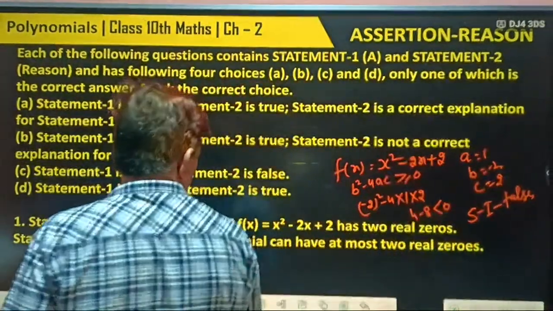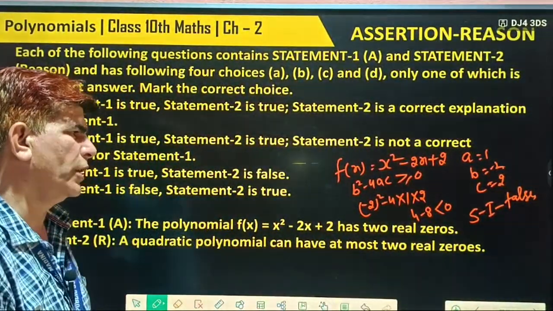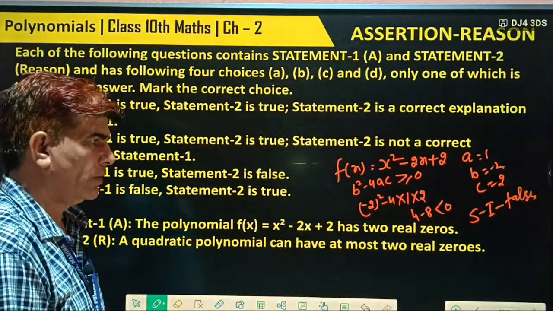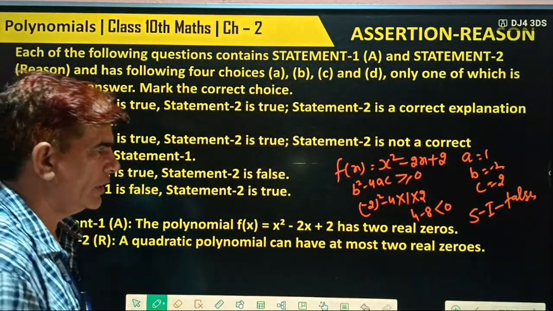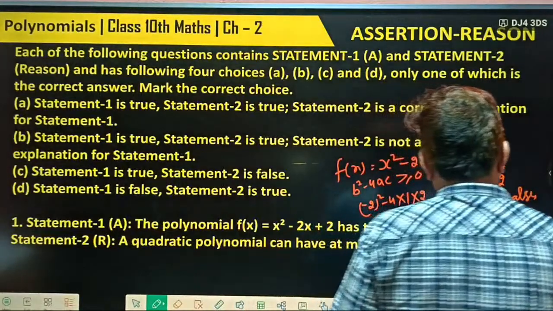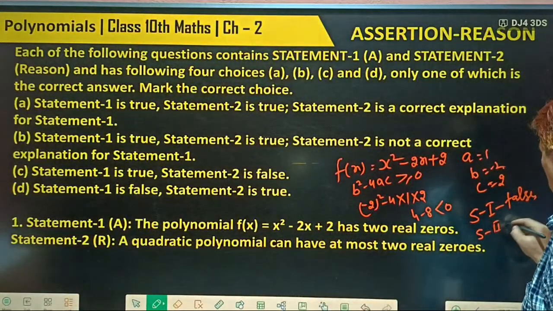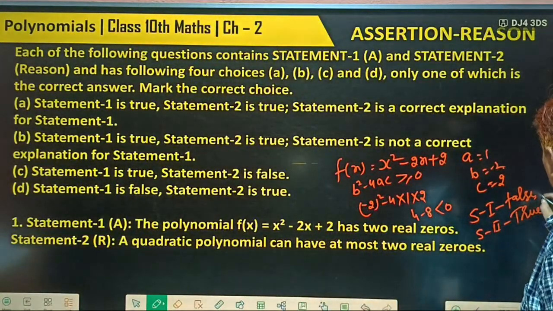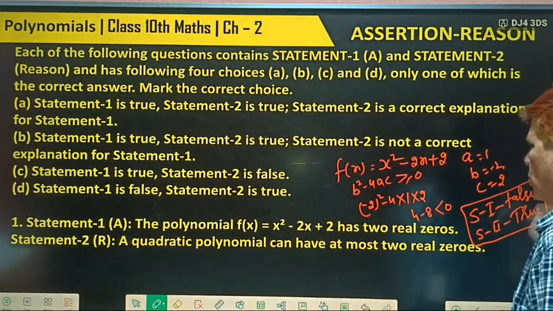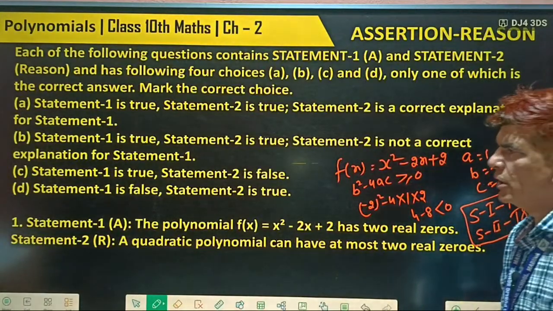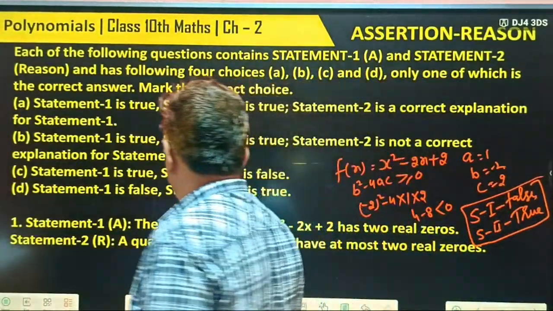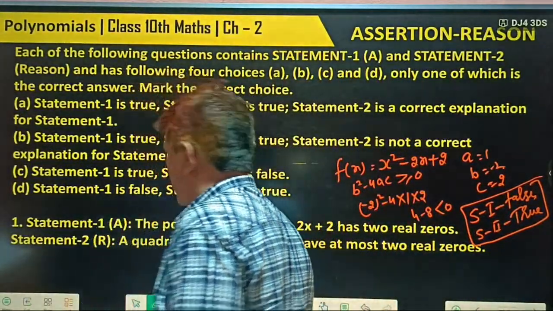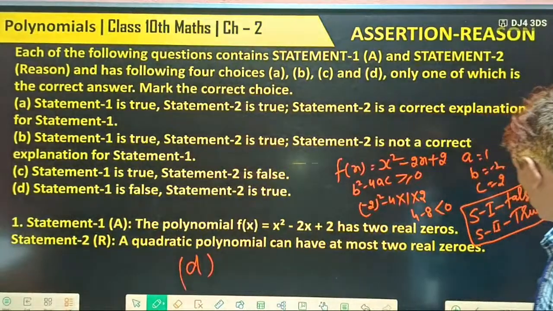A quadratic polynomial can have at most 2 real zeros. The second one is right. Statement 2 is true. So what's your answer? D. So what's the answer of this? D. I think you understood all about it.